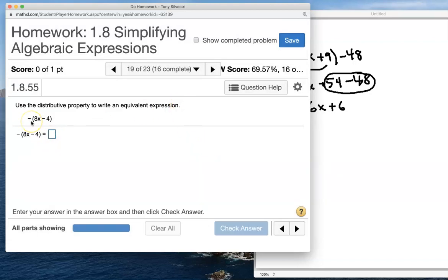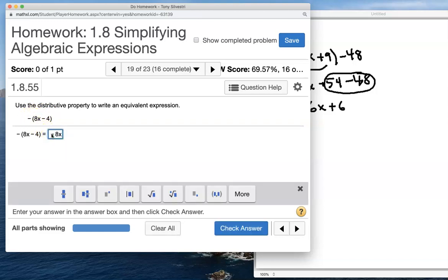Now, this is something you might have to get used to. Here's a set of parentheses. You have a negative in front of the parentheses. That negative represents negative 1. You multiply negative 1 into the parentheses. Negative 1 times 8x is negative 8x. Negative 1 times, not 4, but negative 4 with the sign. So negative 1 times negative 4 is plus 4. In essence, this negative changes the sign of everything inside that bundle. What was once positive is now negative. What was once negative is now positive. You're going to see that pattern a lot.